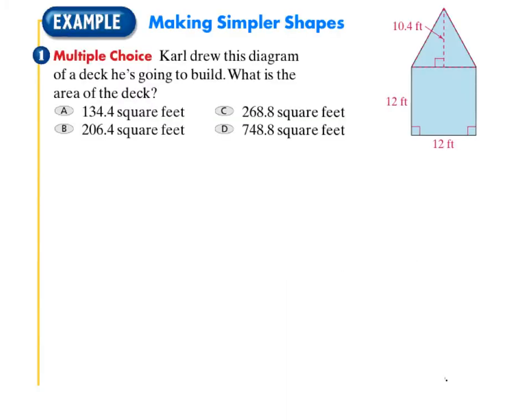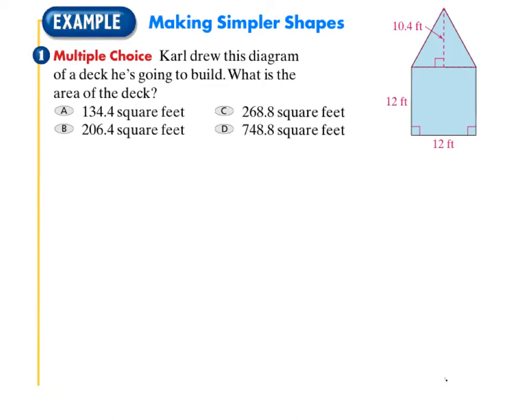Now let's try to find the area of this polygon. So we're going to look at making the shape simpler to deal with, kind of like we did with the complex figures in the previous section. So let's say Carl drew this diagram of a deck he's going to build. What is the area of his deck?